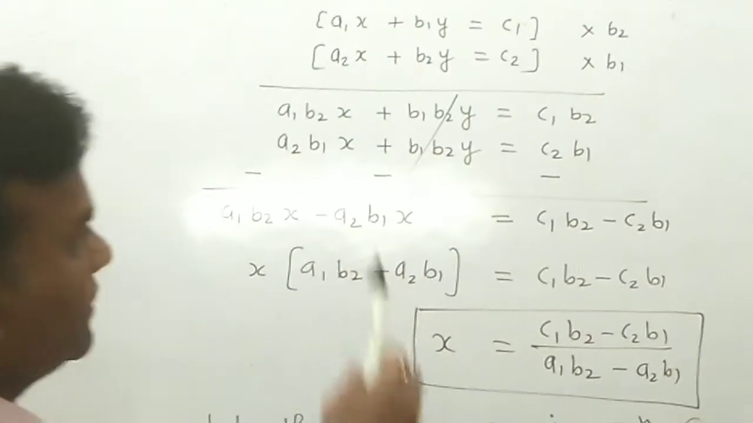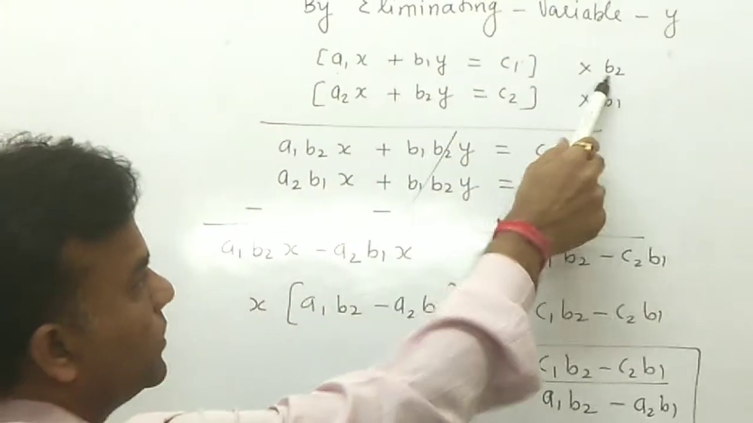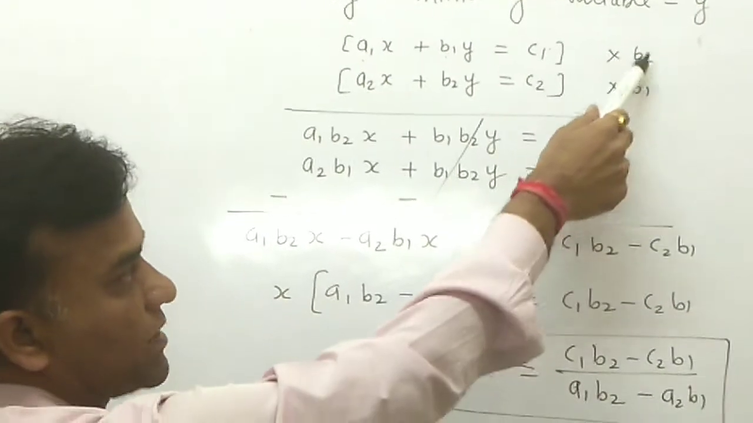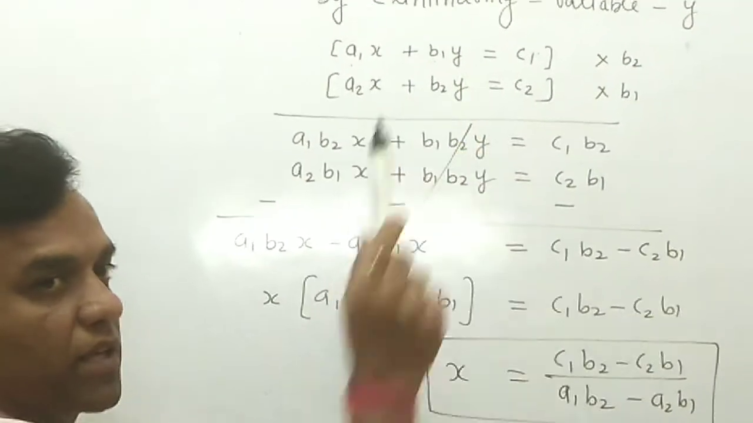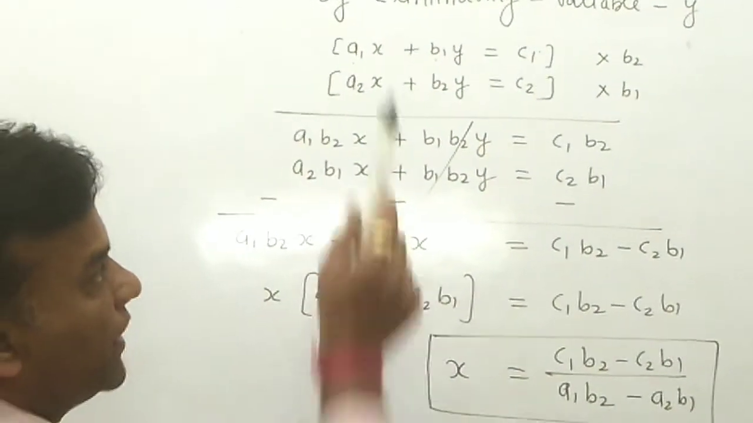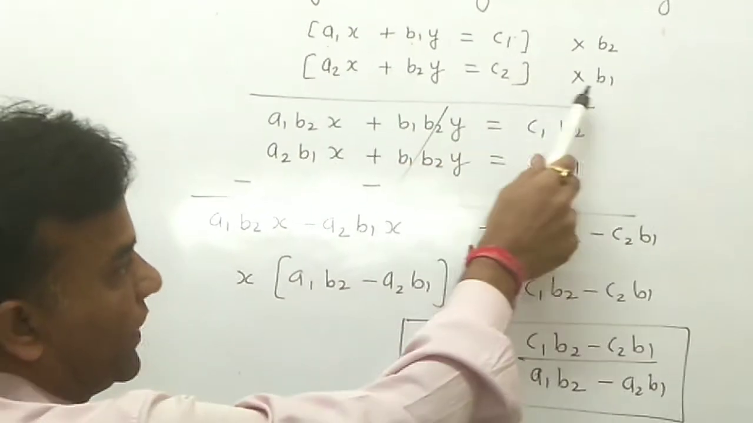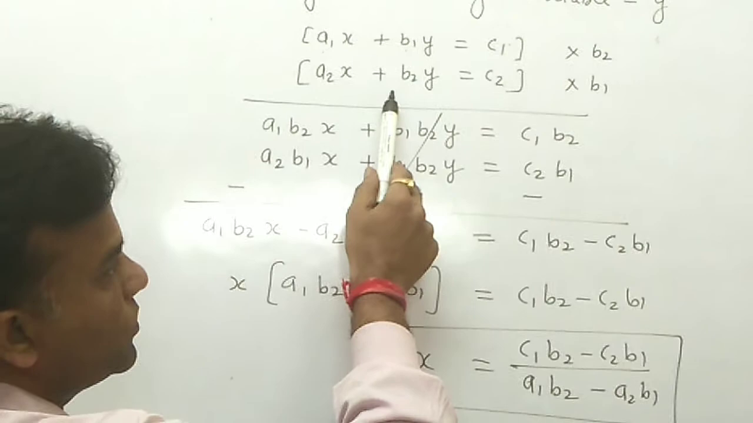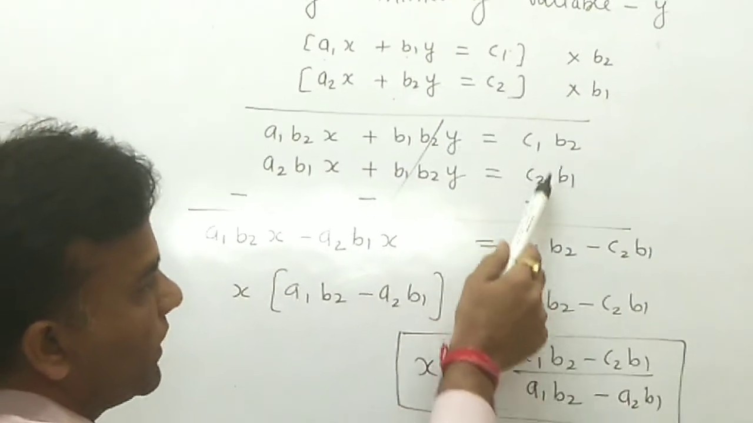So we have a1 b2, then b1 b2 and c1 b2, because this coefficient you multiply in the whole equation, not just one particular term. Similarly, b1 you multiply in all terms: b1 a2x plus b2 b1 y, and then c2 b1.